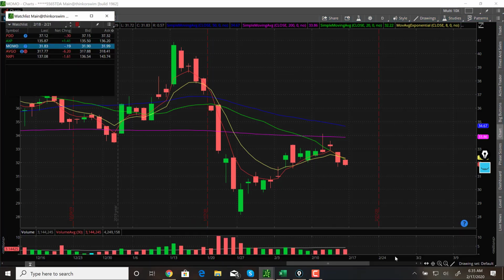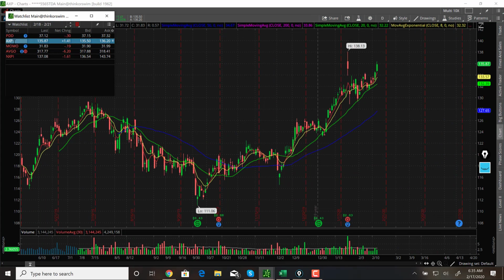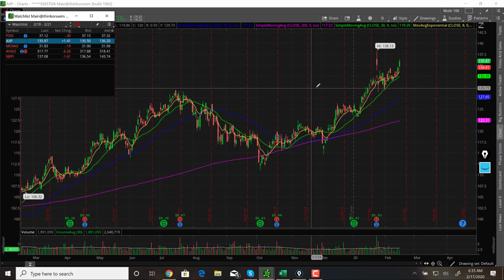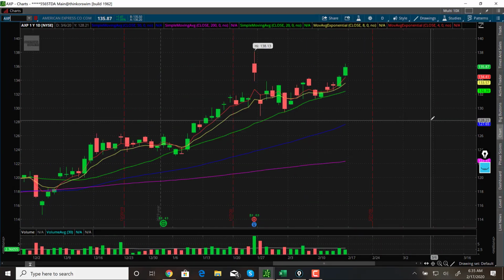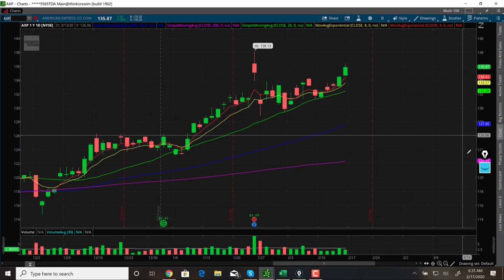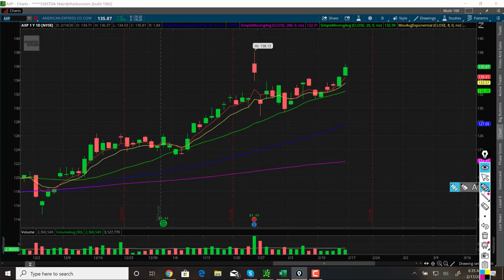Another EXP. This one is looking good. It clearly just broke out. So it was right here hitting resistance, came up, and it broke out right there, then confirmed higher. So this one, I want to look to sell the 32 and probably buy the 30.